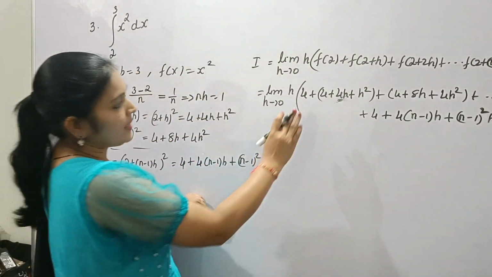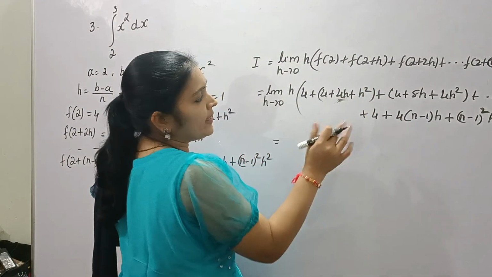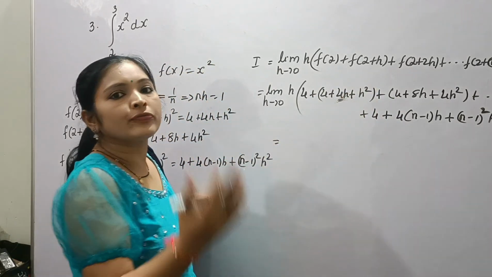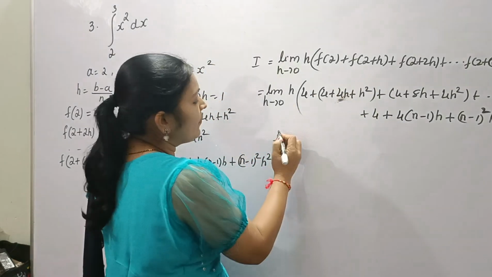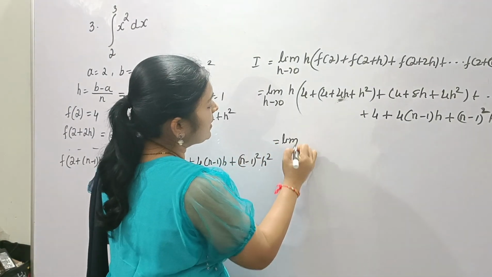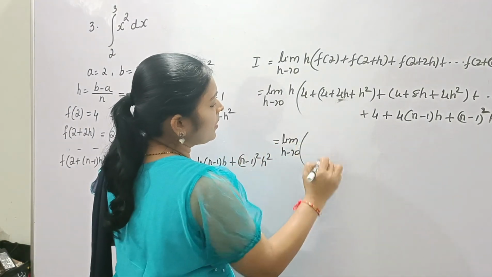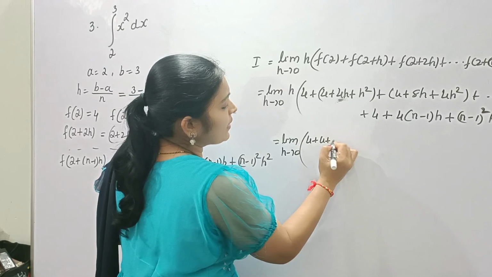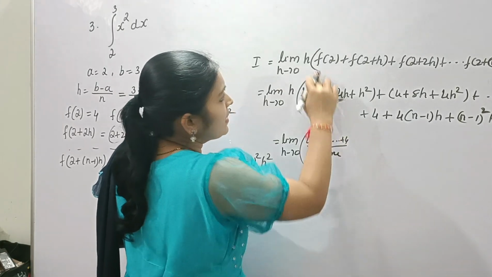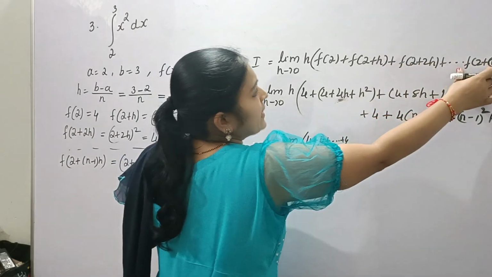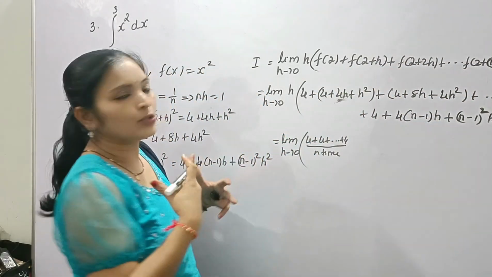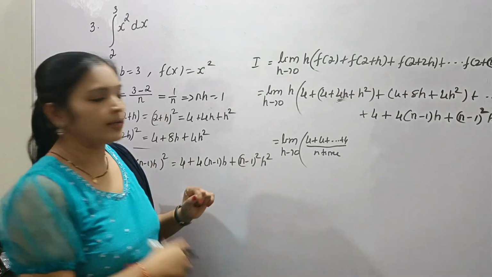Now see, in all the terms 4 is there. So 4 plus 4 plus etc. plus 4, that is n times 4 are there. So here we can write all the 4s together, limit h tends to 0, 4 plus etc. plus 4, that is n times, so we can write 4 into n.